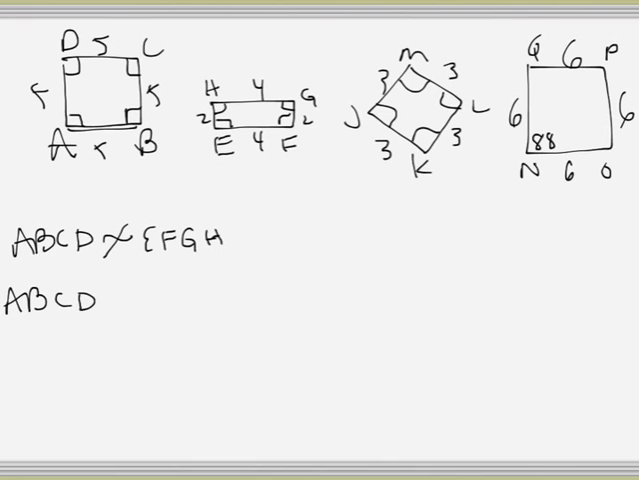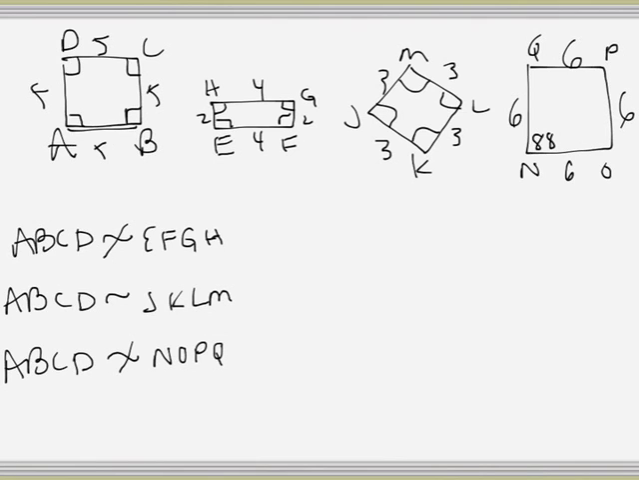What about A, B, C, D, and J, K, L, M? Angles are the same. Sides are all in a ratio of 5 to 3. So that works. What about A, B, C, D, and N, O, P, Q? No. Why not? Because the angles aren't the same. Two characteristics. The sides have to be in proportion, and they all are 5 to 6. But the angles must also be the same, and they are not.